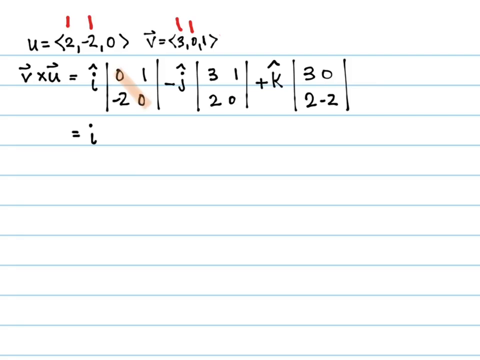Yes, this is 0, right? And then this component would be negative 2. And so I have subtraction of negative 2, so I have a positive 2i.